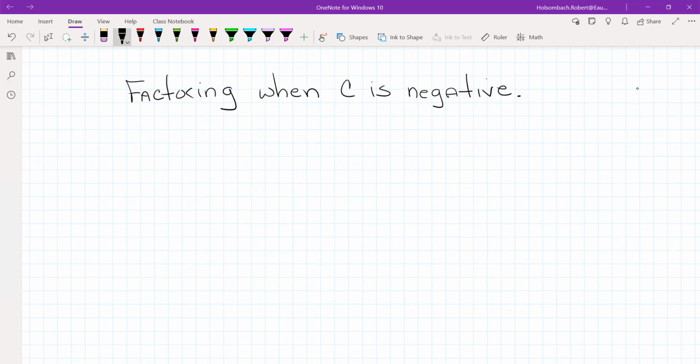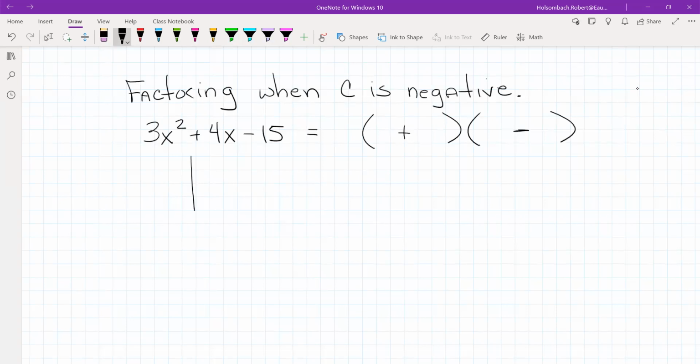All right, so now we've got 3x squared plus 4x minus 15. And just like last week, when this last term is negative, we have to have a positive and a negative factor. Okay? So one factor's got to be positive, the other one's got to be negative. Now, depending on where we place the factors will determine which factor is positive and which one is negative.